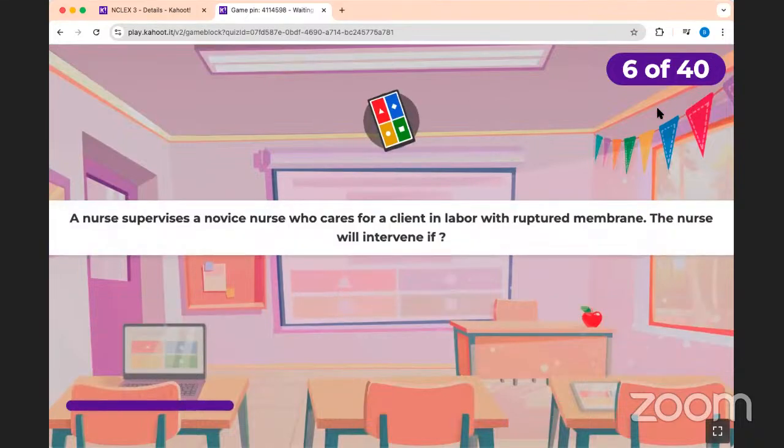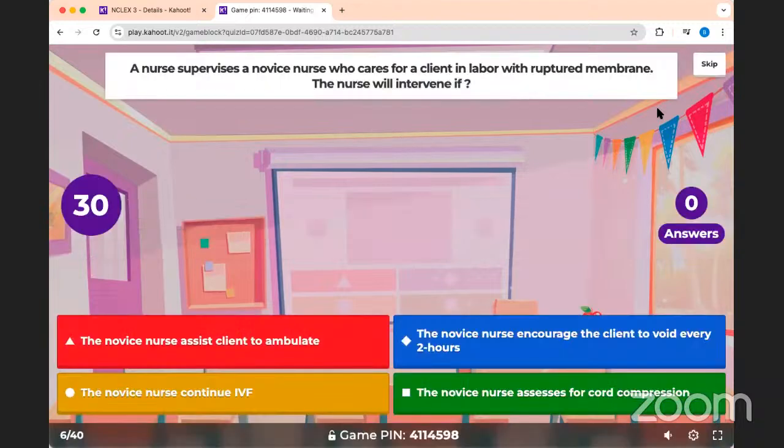The nurse supervises a novice nurse who cares for a client in labor with ruptured membranes. The nurse will intervene if... key concept, intervention. If I see something, I will have to intervene. What is your buzzword? Focus on ruptured membranes. If your membranes rupture, what should you do and what should you not do?